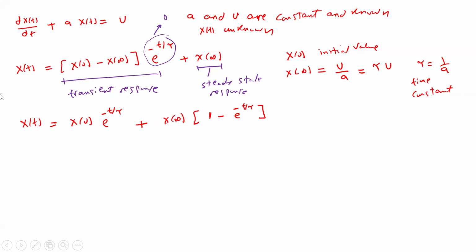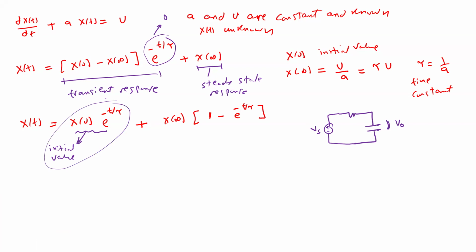Why did I do this? Because I want to see this part now. This is the contribution, or the impact, of the initial value. So as you will see right now, if you have a resistance and a capacitor this way, and then I have here Vs, okay? So actually here x of 0 is the initial voltage, V0, the initial voltage, okay? So this part is the impact of the initial voltage.